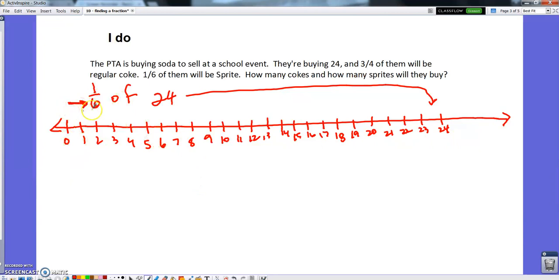If I know enough math from division, I know that if I'm going to have 24 sodas, and I need them in 6 equal groups for the sixths, that's going to be 4 in each group. So I'm going to do, remember 0 doesn't count. It's not one of my sodas. So 1, 2, 3, 4. That's a 6th.